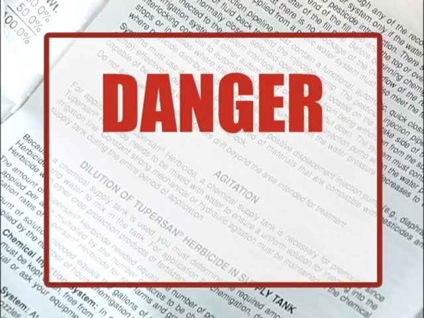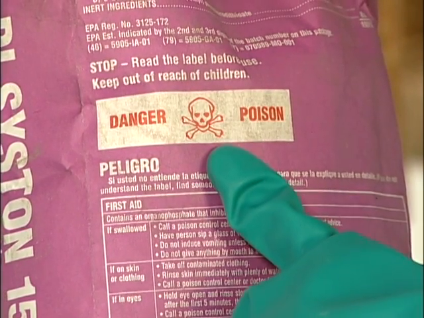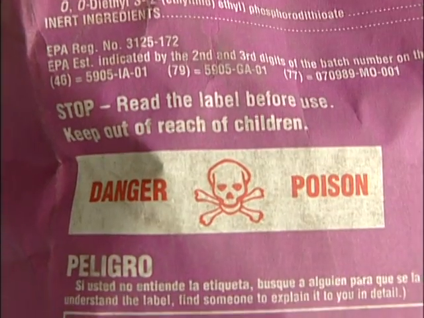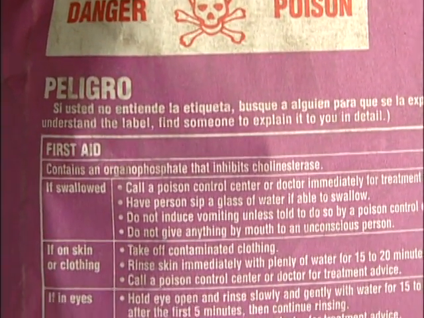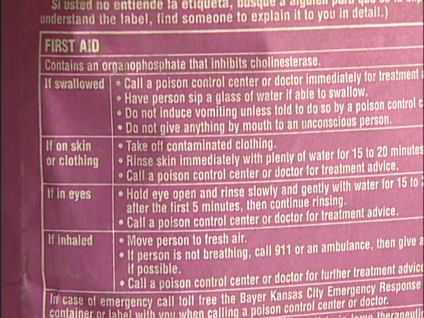The signal word danger means the product is highly toxic. A highly toxic product may also have the word poison and a skull and crossbones on the label. This means it is very likely to cause illness when ingested through the mouth, when spilled on the skin, or when inhaled through the nose or mouth.